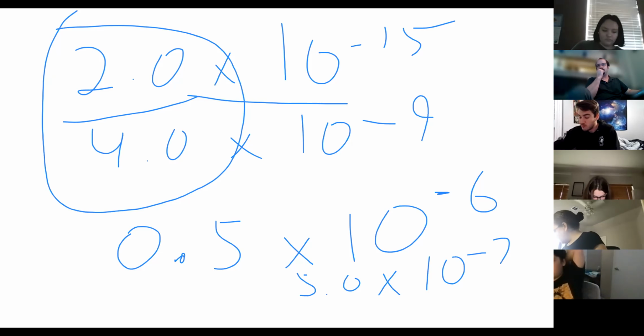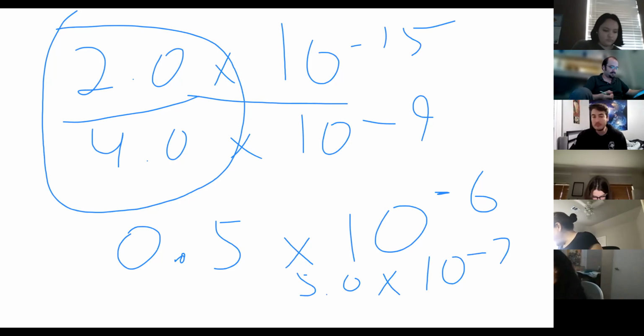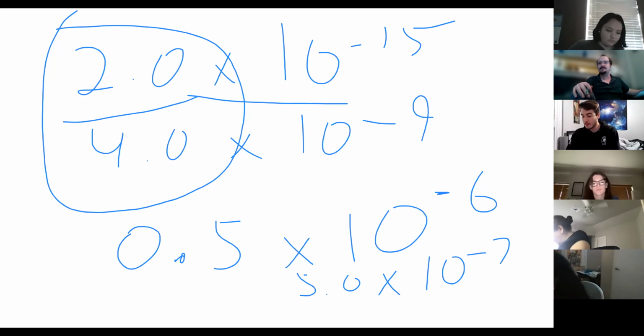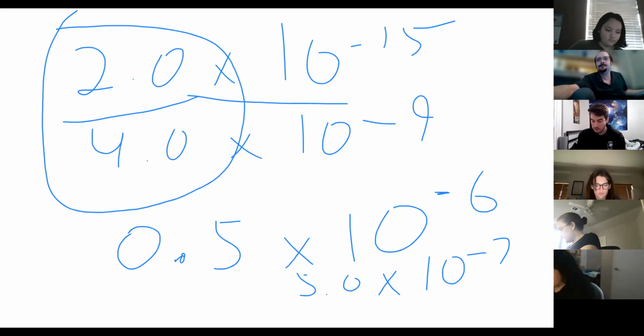Why do you write it as 5.0? 5.0 times 10 to the minus 7 is like 0.0000005, with six zeros and then a 5. So that's why they do that, so we don't have to write a bunch of zeros. If I have 0.5 times 10 to the minus 6, I need to write it the other way: 5 times 10 to the minus 7. That's scientific notation, to always have that one leading digit.